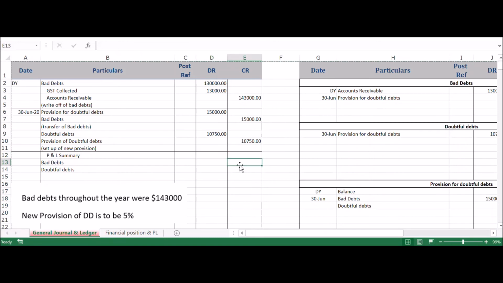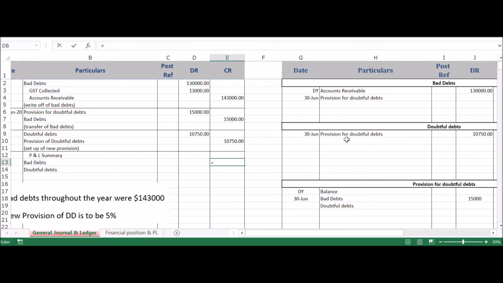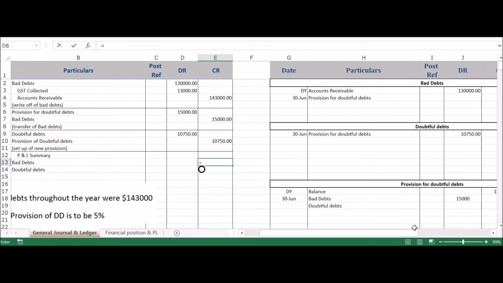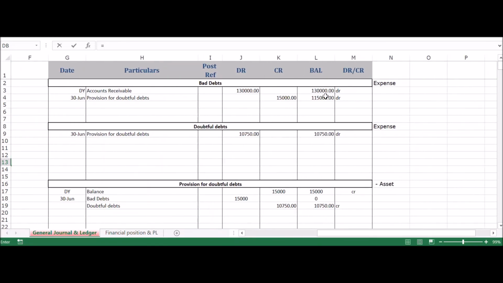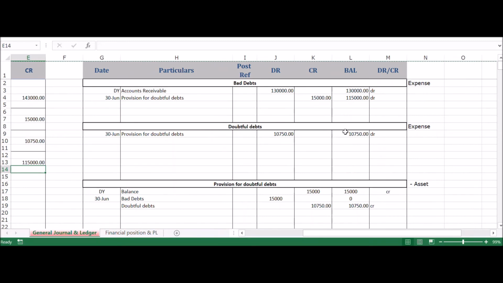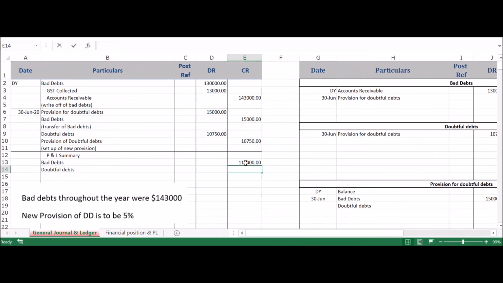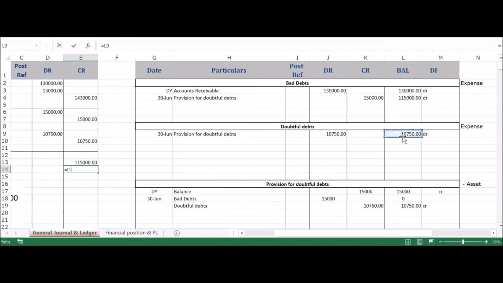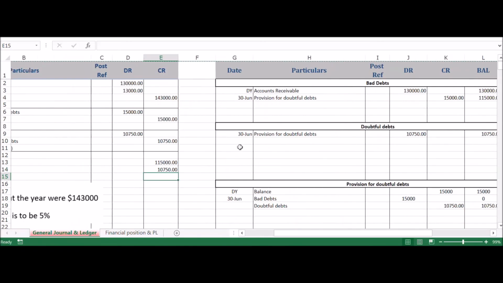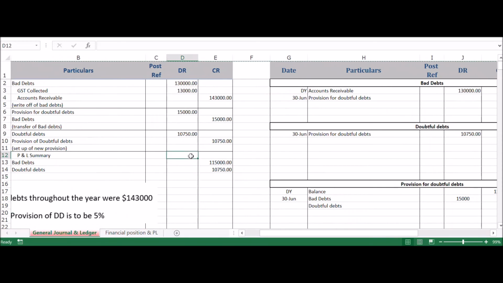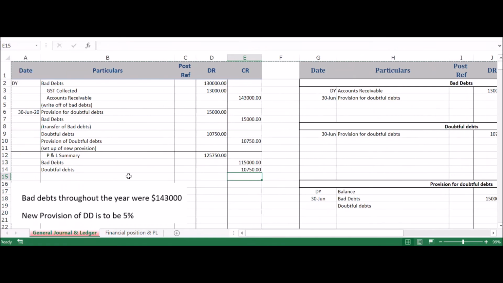Okay, so let's quickly add these together. So whatever's left over in the bad debts account, because I've written some of it off, and doubtful debts. So these two amounts will be transferred over to the profit and loss summary, along with any other revenues or expenses I would have for this business. I haven't recorded them there. I can just put closing entry as the narration.